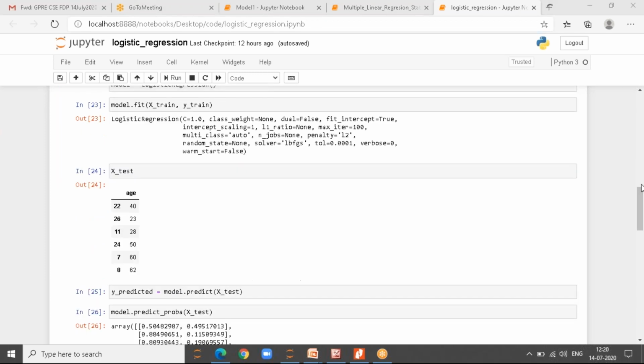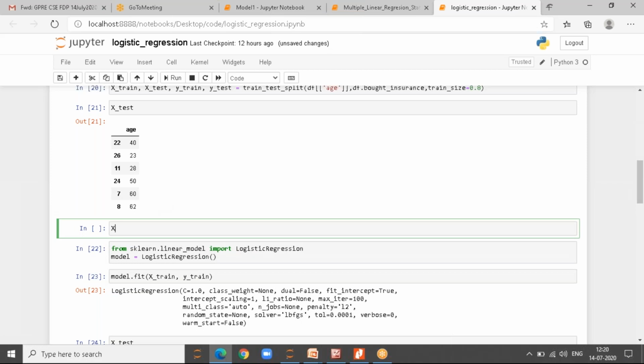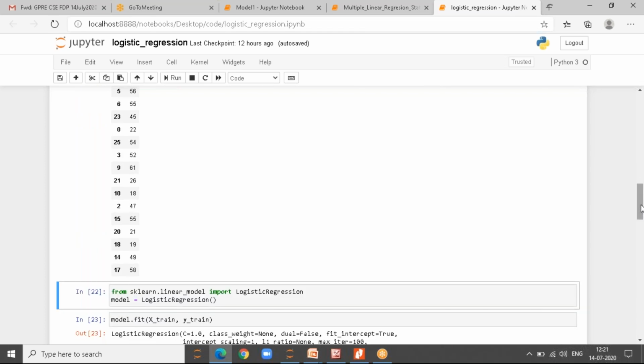If you want to see which values have been taken for training and testing, just give the variable name. For testing purposes, it has taken these values from our data set, and for training purposes, it has taken some other values. Just simply type this line, and I will get the training values taken from the original data set, and these are the testing values taken from the input data set. Here I have specified the training size, not the test size, so 80% is for training and 20% is for testing. This is how we can know the training and testing values from our original data set.